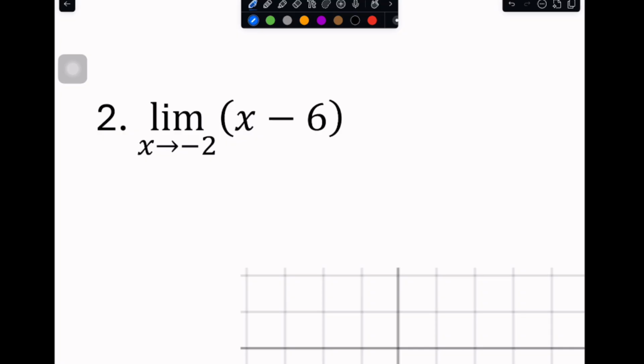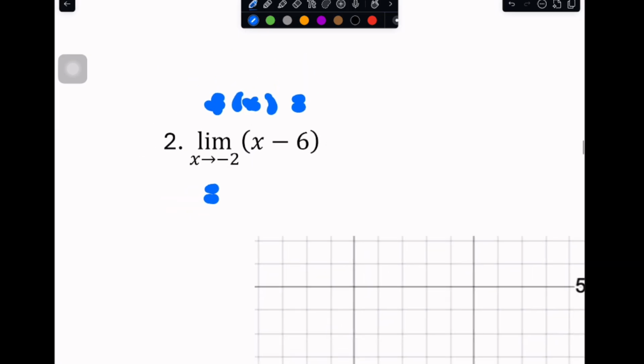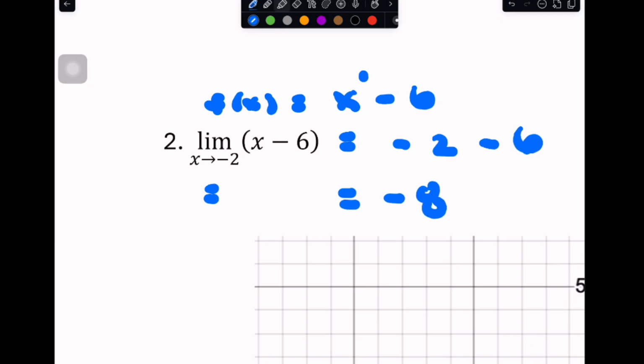Anyway. Okay, is this a polynomial? Say yes. F of x equals what? X minus 6. What's the degree? Okay, so that's going to equal negative 2 minus 6. What equals what? Negative 8. You evaluated the what? The limit. You just plugged in that value there.